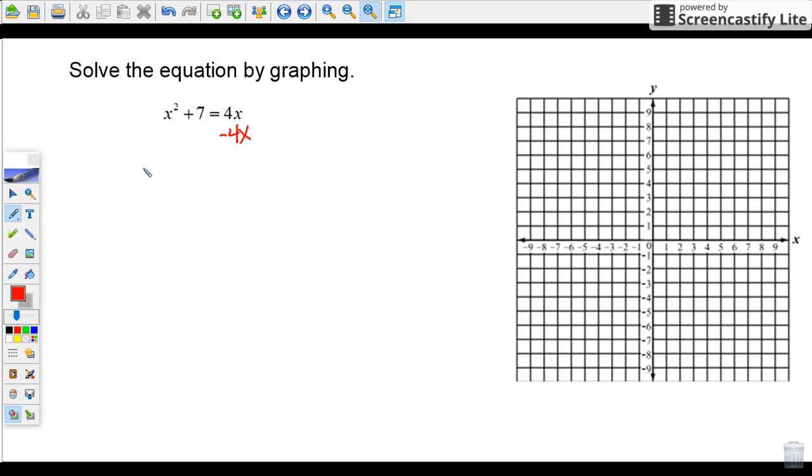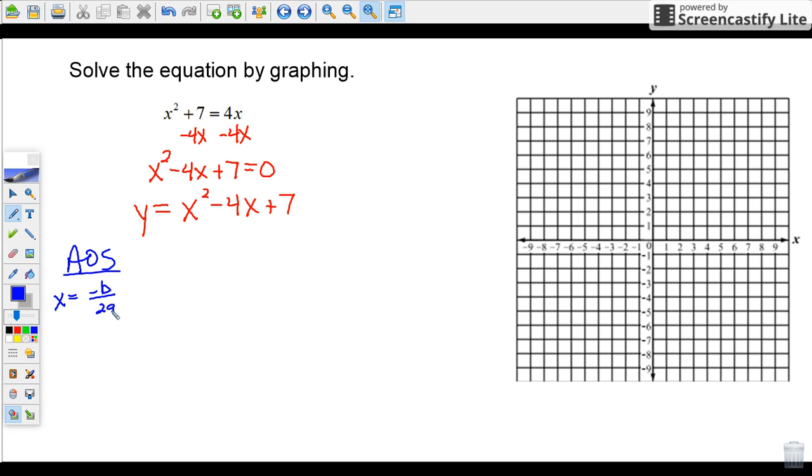Again, we have to get it to equal 0, so we have to subtract 4x from each side. x squared minus 4x plus 7 equals 0, so the related function is this. Let's find our axis of symmetry. x equals negative b over 2a. Negative b would be positive 4 over 2 times 1. So that's 4 over 2, which is 2. Let's graph x equals 2 as my axis of symmetry. Right there.